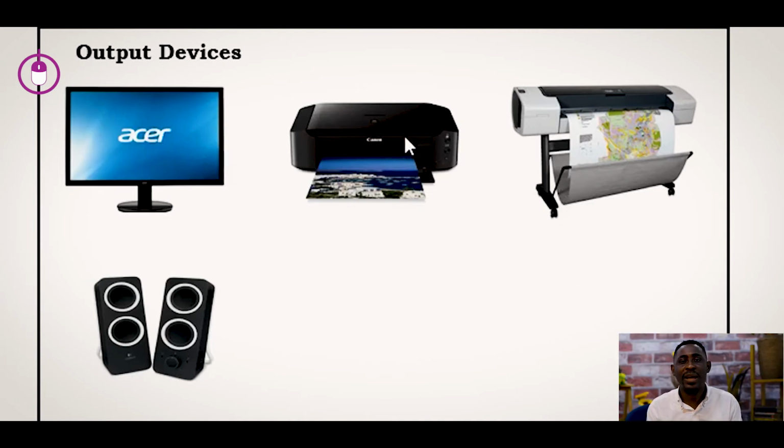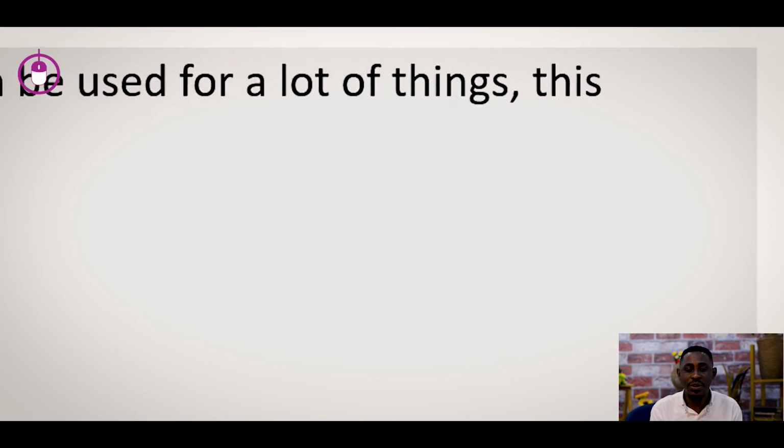The printer here can be used to print out documents. So for instance, if I type a document and I need to bring it out, I will use the printer to do that. The plotter does a similar thing as the printer, and then here we have the speakers that usually bring out sound from the computer system.